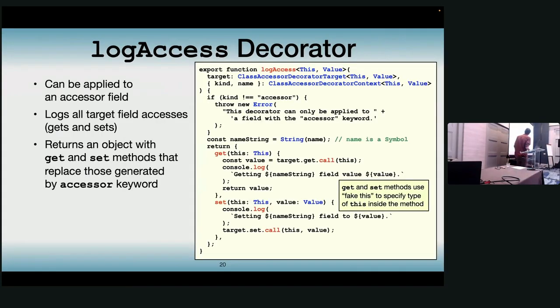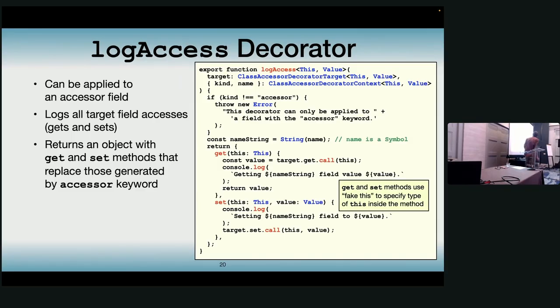And so here's what that decorator would look like. logAccess, and notice I have two generic parameters there. This is telling me about the target that I've applied this to, the accessor field itself, and then Value is the type of that field. So my target is something that matches ClassAccessorDecoratorTarget, using those generic types. Once again, when we're using TypeScript, there's a lot of types involved, including generics, and it starts to look a little bit scary. But the second parameter, remember, is the context object, and I only want two things out of that. So I'm destructuring that and pulling out kind and name.